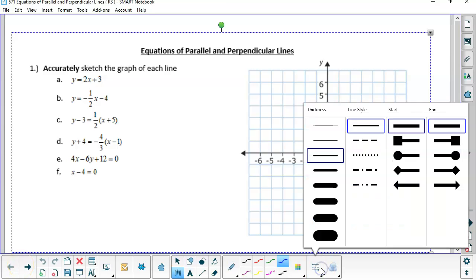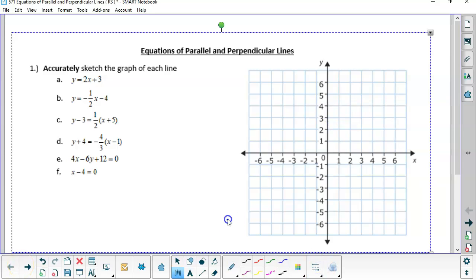Okay, so first part here is accurately sketch the graph of each. So just like we were doing in the last lesson, but notice how the first two are in slope y-intercept form. This is in that slope point form. Okay, you don't have to rearrange it.